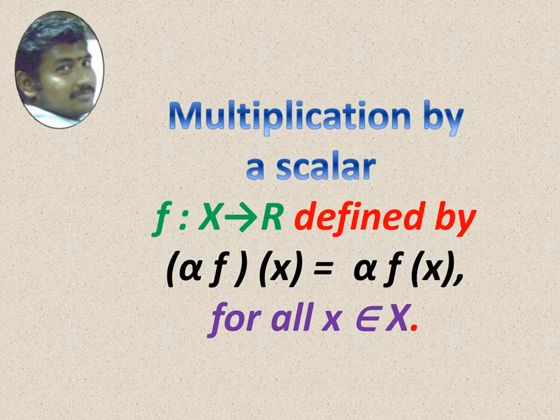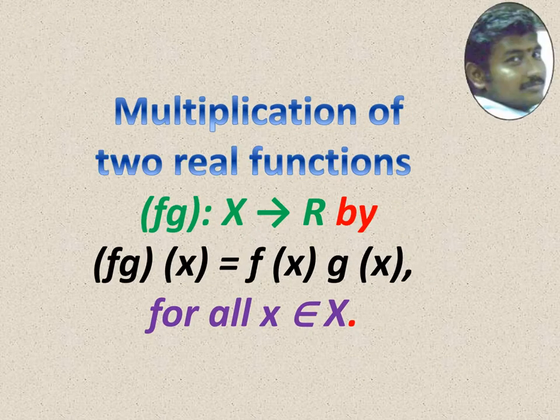Multiplication by a scalar. Any number when you multiply with the function will be like this. Here alpha is the scalar. So we get it like this. Multiplication of two real functions will be like this: f of x times g of x, x belongs to set X.